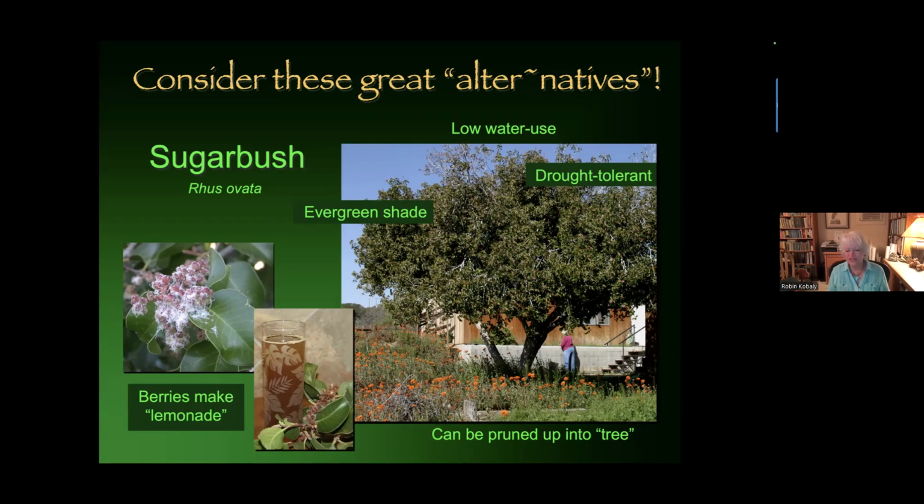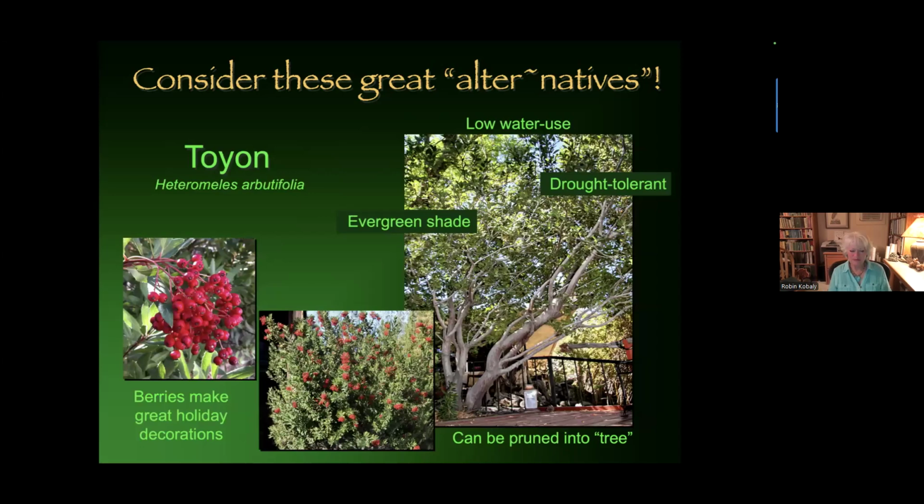And we actually have a hedge of sugar bush all along our street, so we never see cars because we have not pruned those sugar bush up. They just are big shrubs, and it makes a wonderful privacy screen. And also every night all the songbirds in our yard go in there and roost overnight.